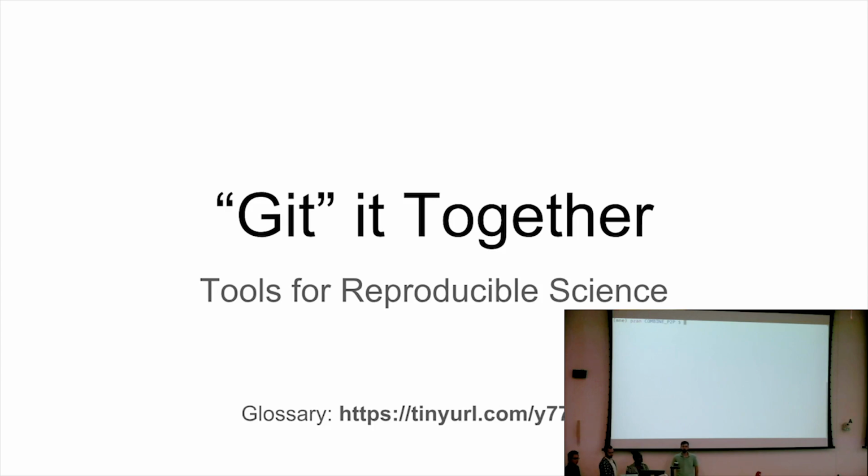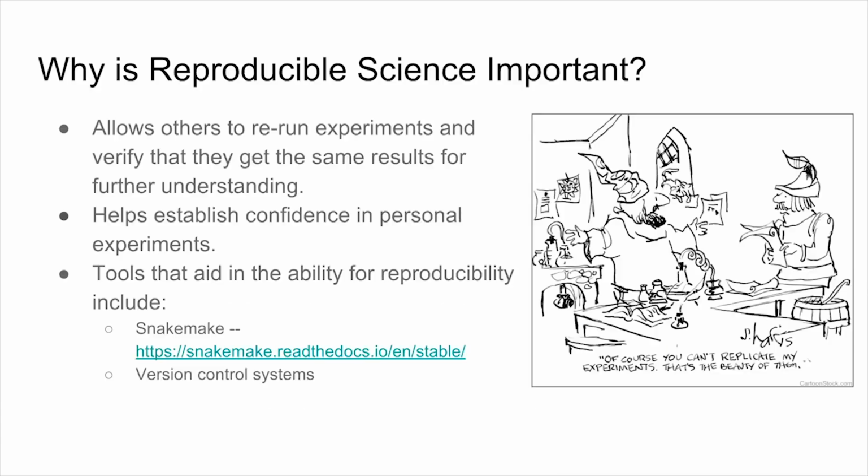And so today we're presenting on Git, which is one of several tools for reproducible science. Thank you. So the first question you may ask is, why do we even care about reproducible science, or why is this important? So it allows others and yourself to rerun experiments or codes to verify that you get the same results. So if others are rerunning your experiment, it could allow them to get better understanding, as well as maybe even expand upon your research.